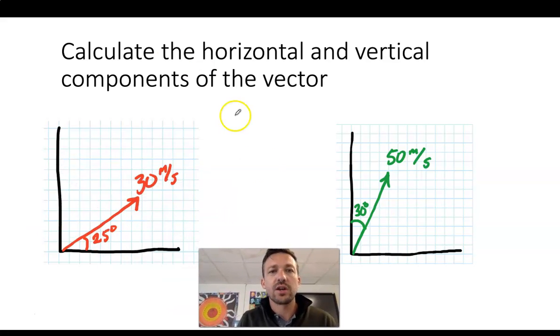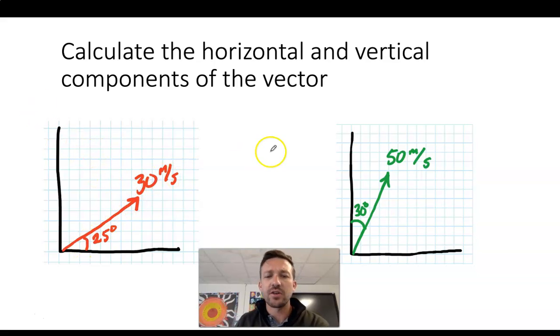Asking the first question here: calculate the horizontal and vertical components of the vector. If you don't remember how to do this or you want a refresher, go back to chapter 2 on vectors and you can look over them there. But let's walk through it here.